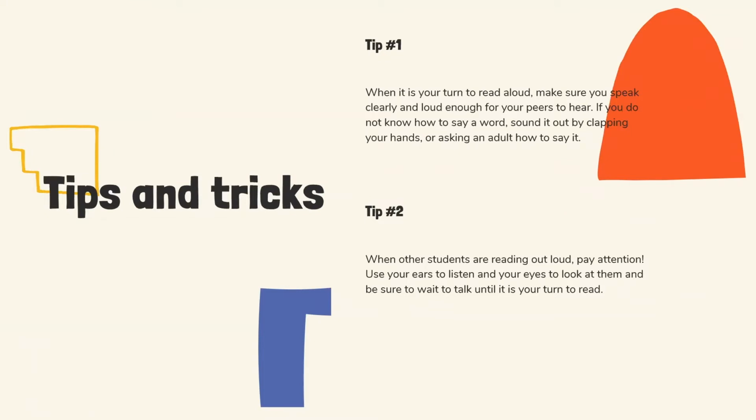Tip number 1 is that when it is your turn to read aloud, make sure you speak clearly and loud enough for your peers to hear. If you do not know how to say a word, sound it out by clapping your hands or asking an adult how to say it. Tip number 2 is that when other students are reading aloud, pay attention. Use your ears to listen and your eyes to look at them, and be sure to wait to talk until it is your turn to read.